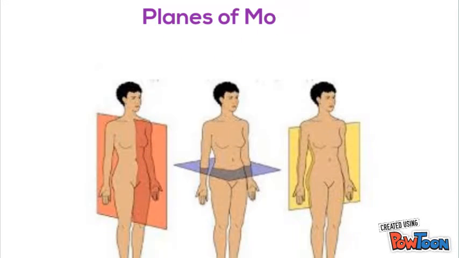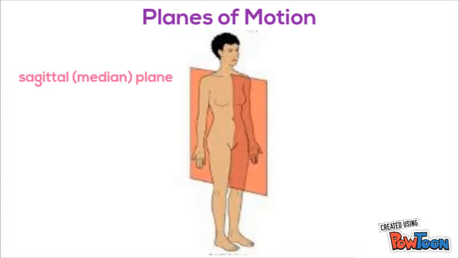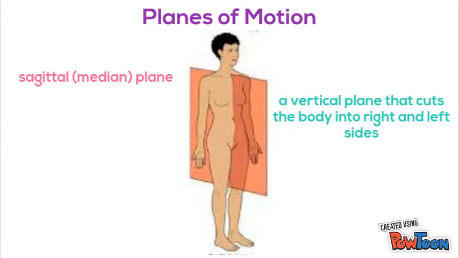Now we will move on to planes of motion. First is a sagittal or median plane. It is a vertical plane that cuts the body into right and left sides.